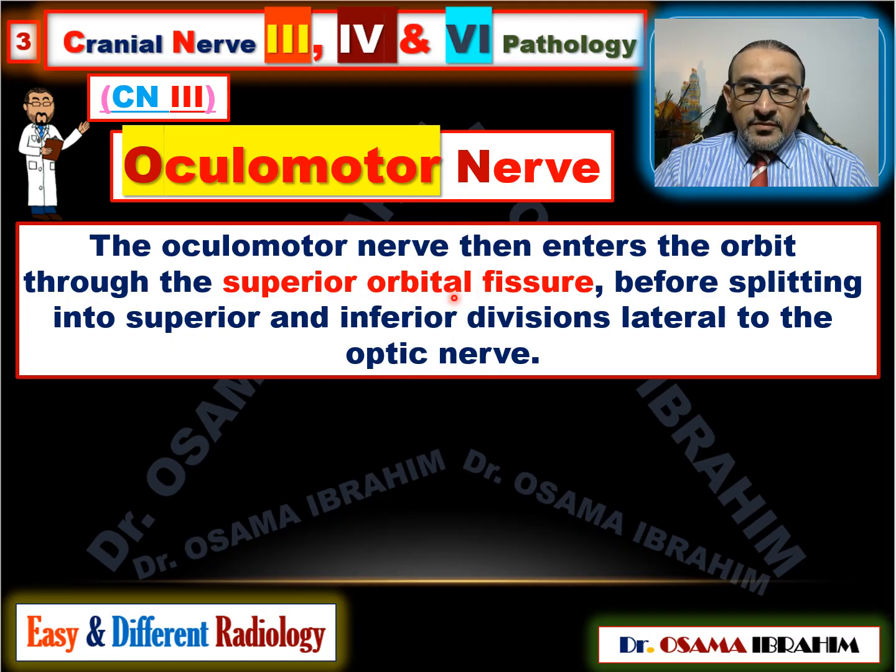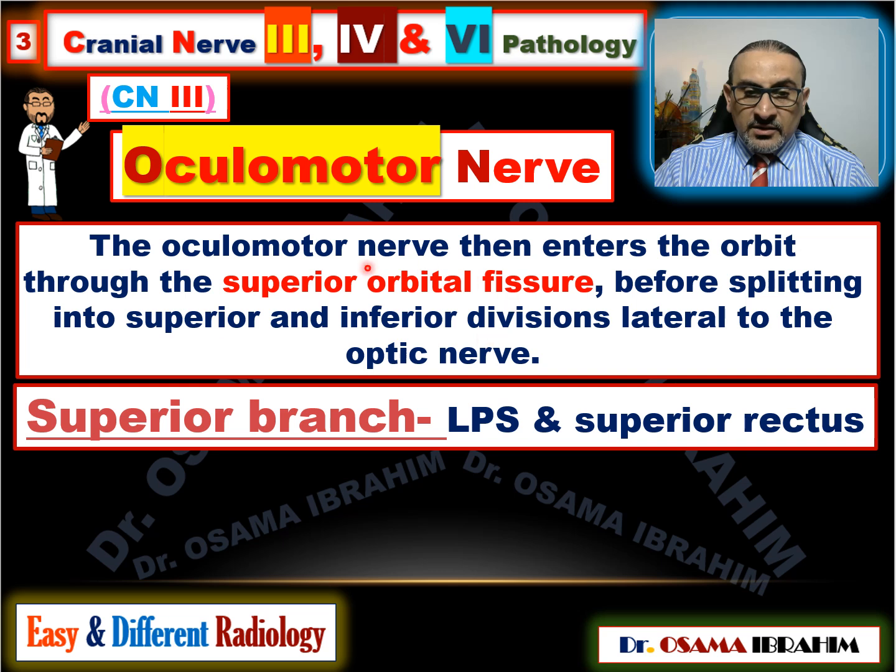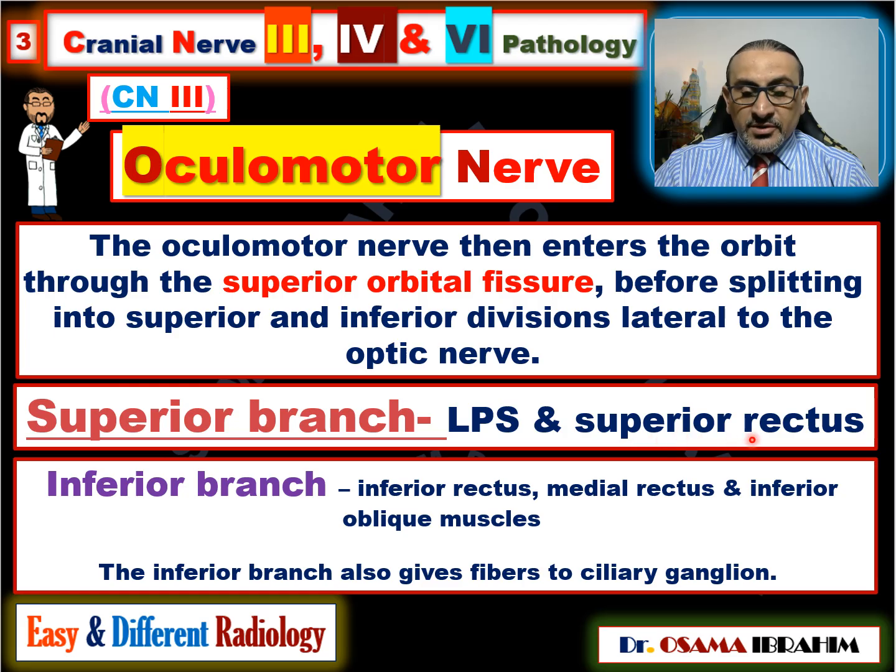The oculomotor nerve goes towards the superior orbital fissure, as I mentioned, and then splits into two branches. One is the superior branch, which supplies the superior rectus muscle and the levator palpebrae superioris muscle for the eyelid. The inferior branch supplies the other remaining recti, inferior and medial, and the inferior oblique muscle also. It can also send a branch to the ciliary body.